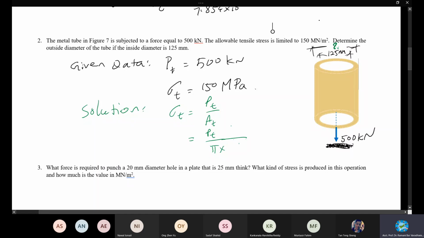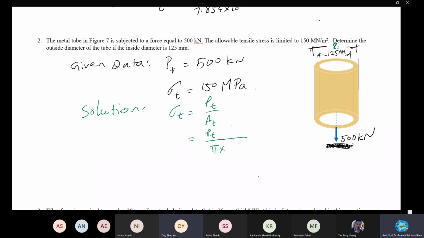What's your answer? 190 mm. Okay. So when you substitute here, D is the outer diameter, right? Outer diameter minus inner diameter square, pi D square by 4.